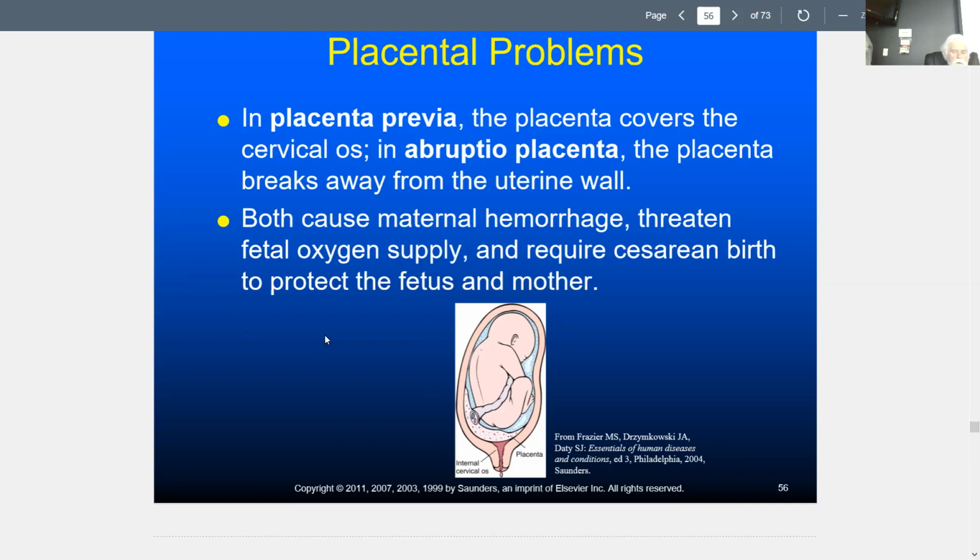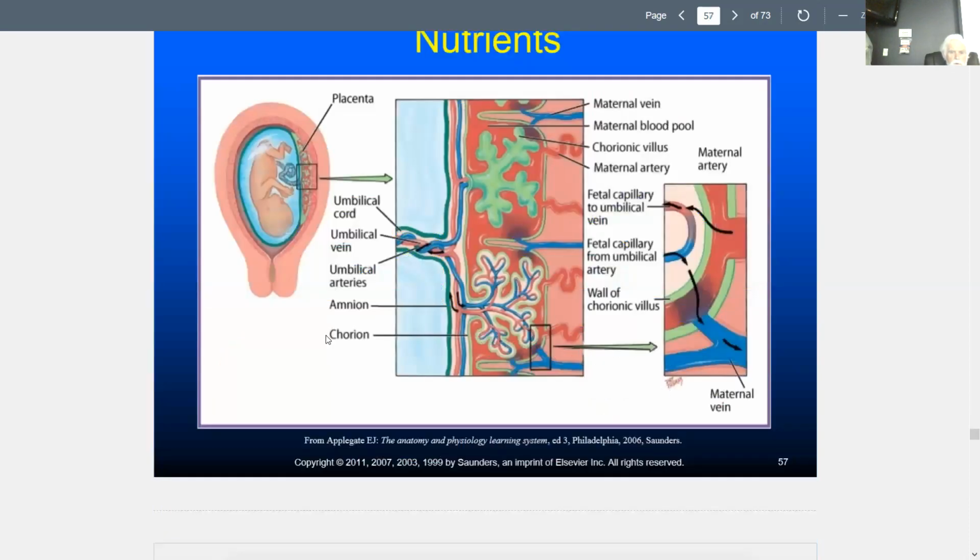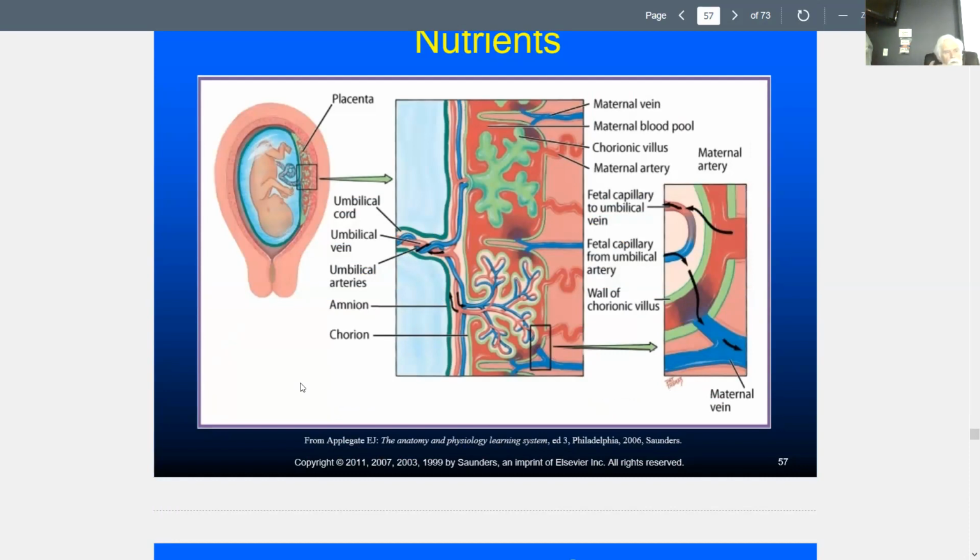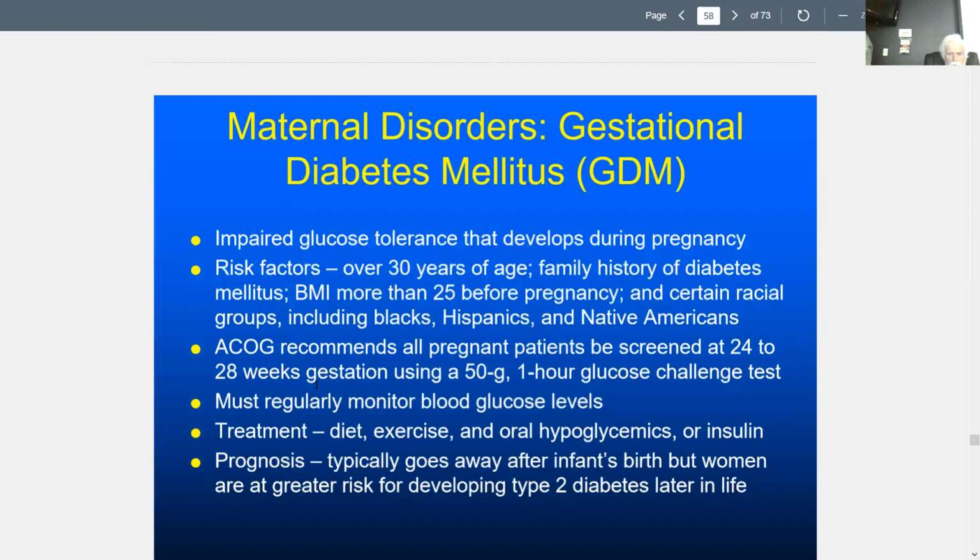There can be problems with the placenta. The placenta is basically where the baby gets its nutrition. It's a barrier between the mother's system and the baby's system, and it passes nutrients and protects the baby from some things, and doesn't protect them from others, because the mother's antibodies can cross that placenta and give the baby immunity to some infections. So it is an interesting one.